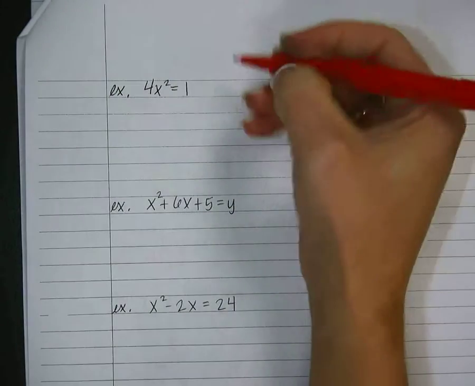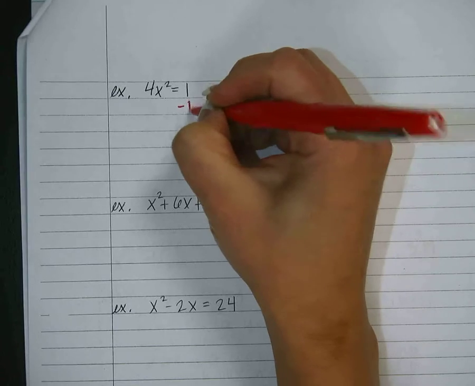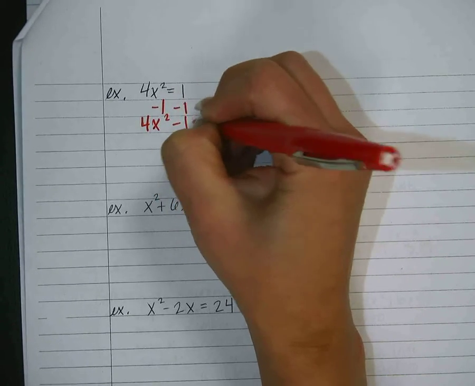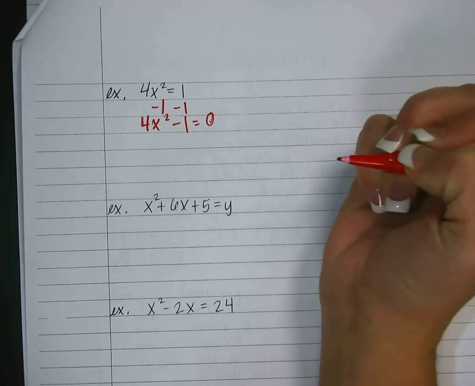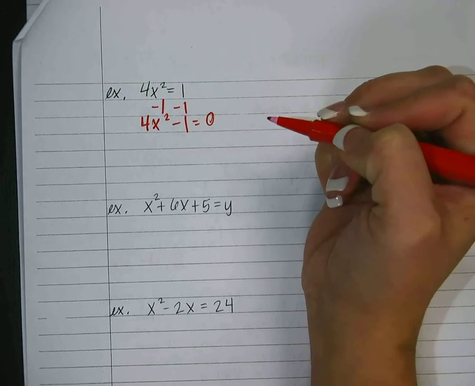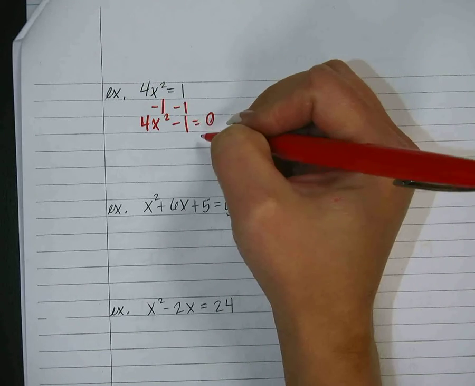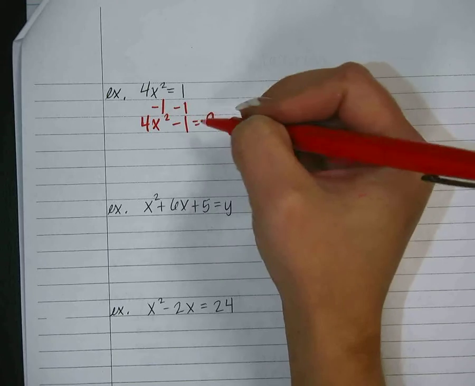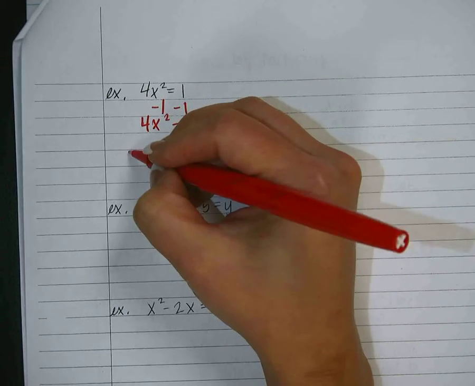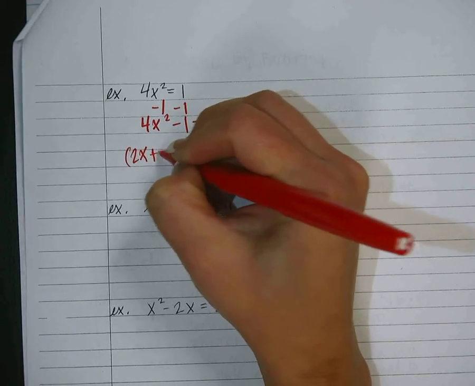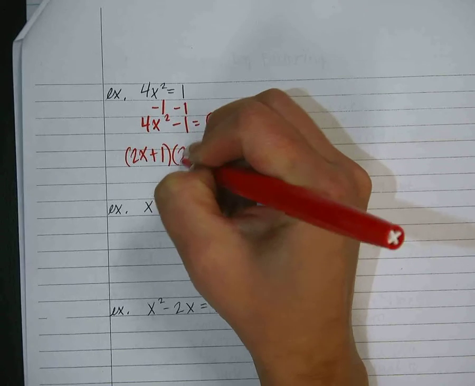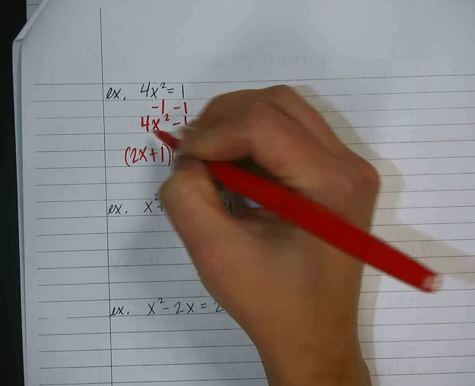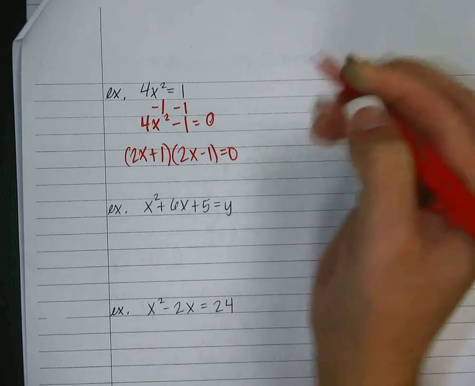Okay, first of all, this is not in standard form. I need to get everything on one side. So 4x squared minus 1 equals 0. Now, if I look at that, I can recognize that that's difference of two squares, because I have a perfect square minus a perfect square. So I can have 2x plus 1 and 2x minus 1. The 2 came from the square root of 4. The 1 came from the square root of 1.